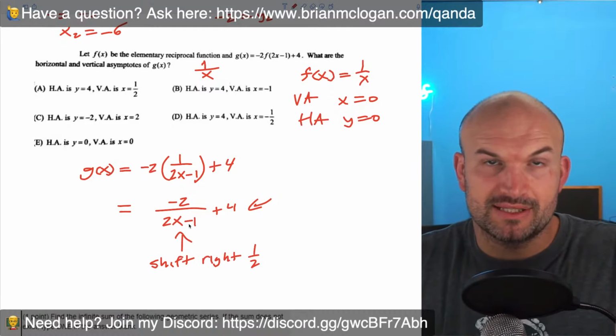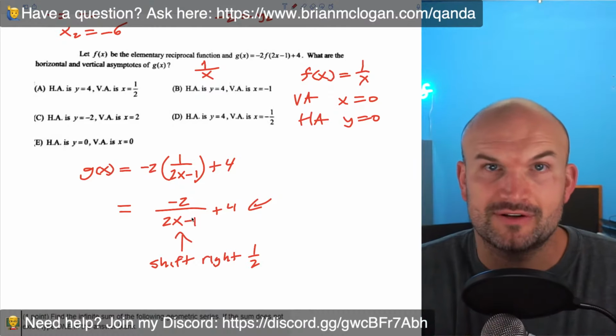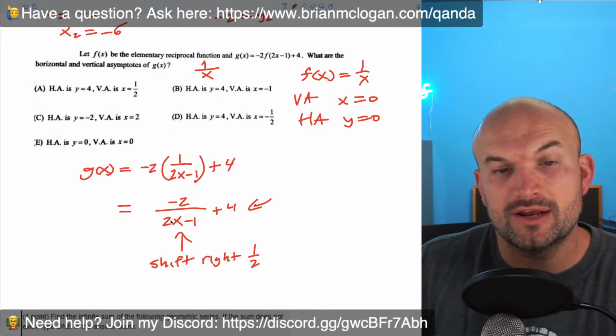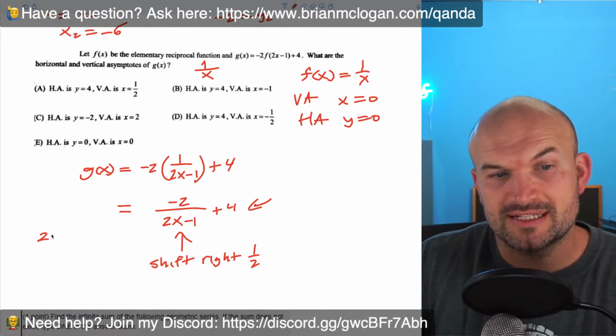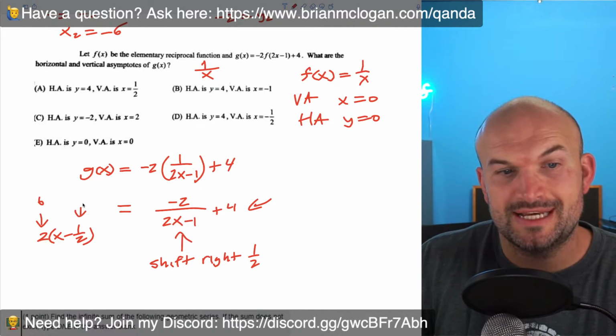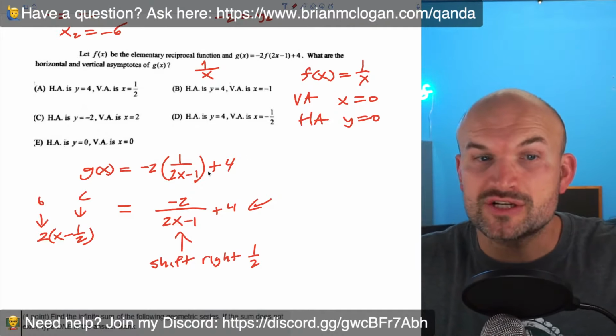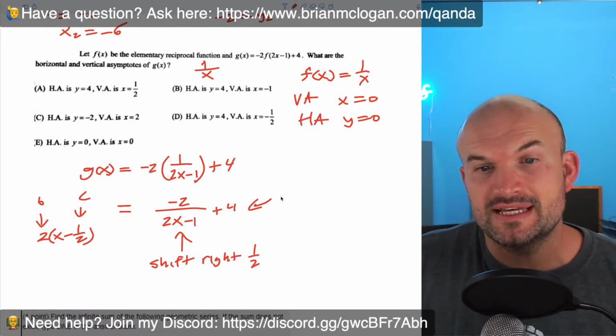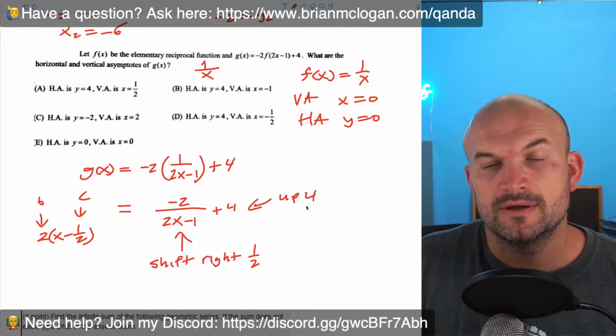Because what that's going to do is you'd have to factor out the 2. If you were to rewrite this, you can rewrite this as 2 times x minus 1/2. So therefore that's your B and that's your C. If you're looking at the transformation form, that's going to be shifting it right 1/2, and then this is going to be up 4.